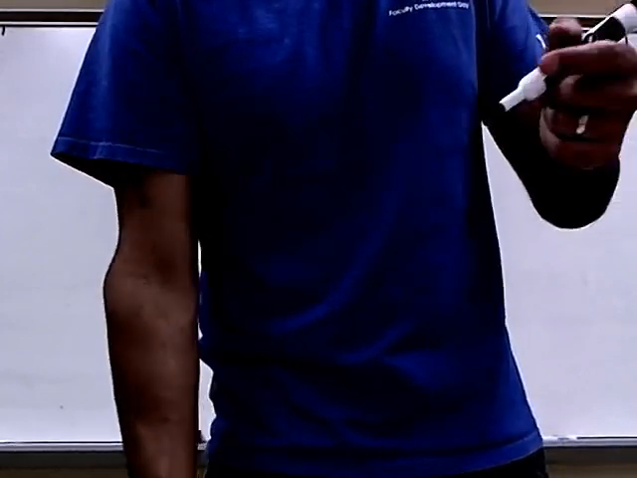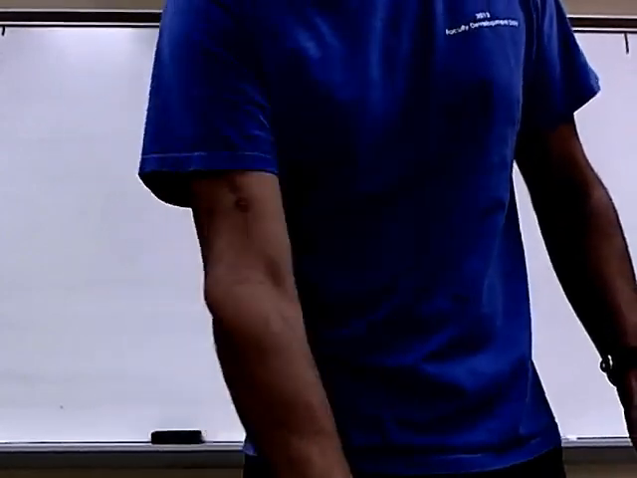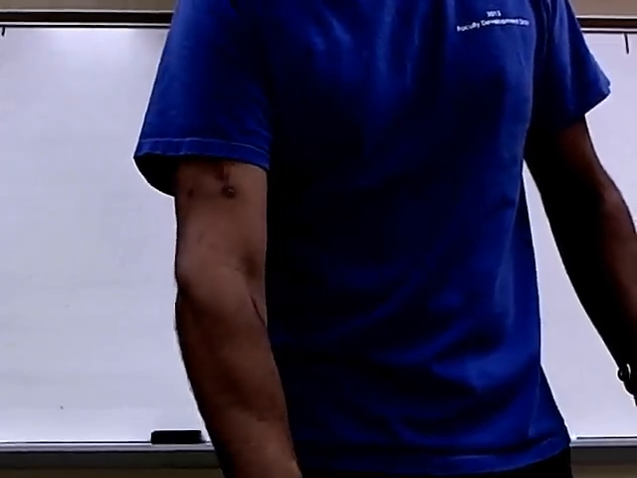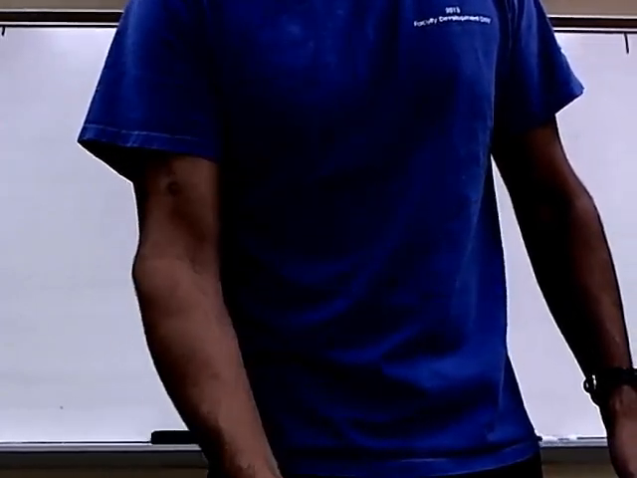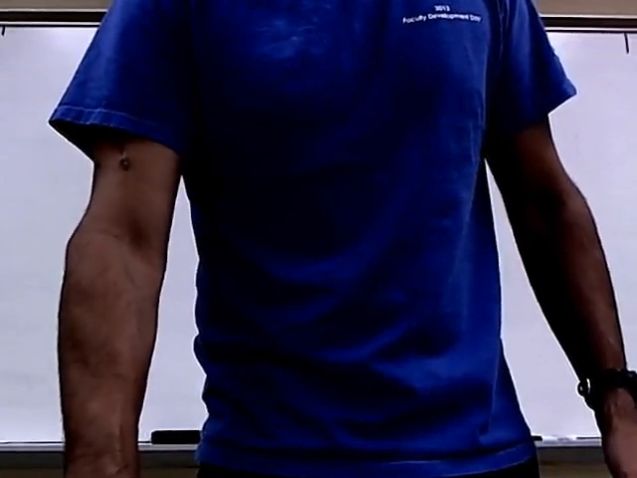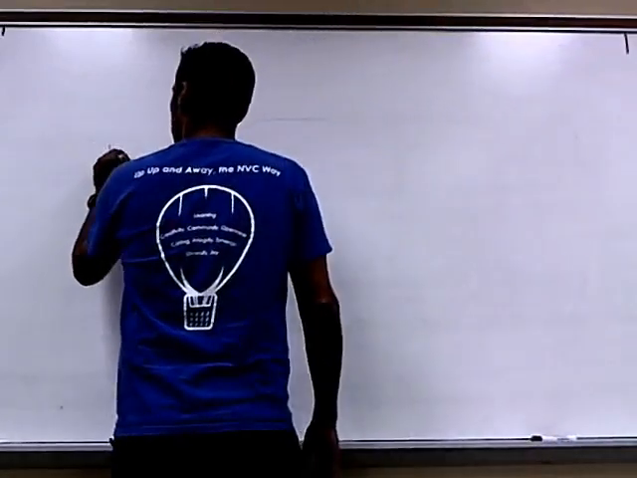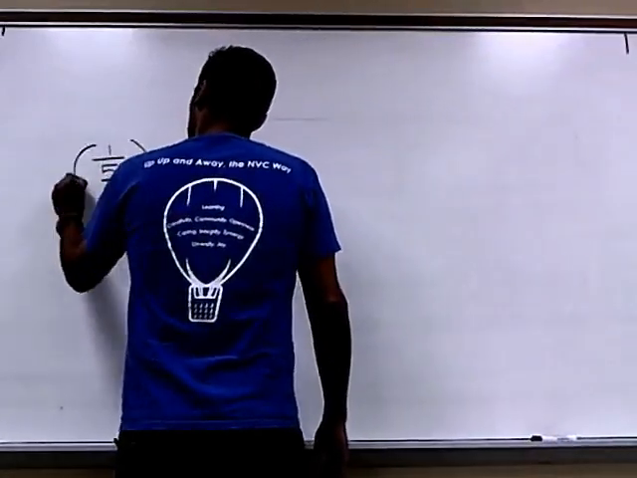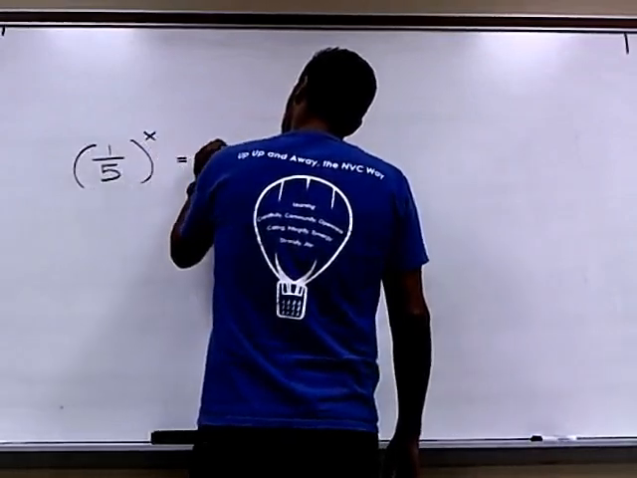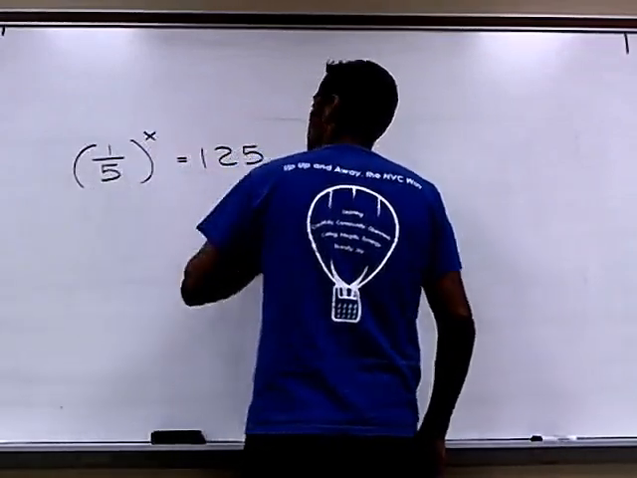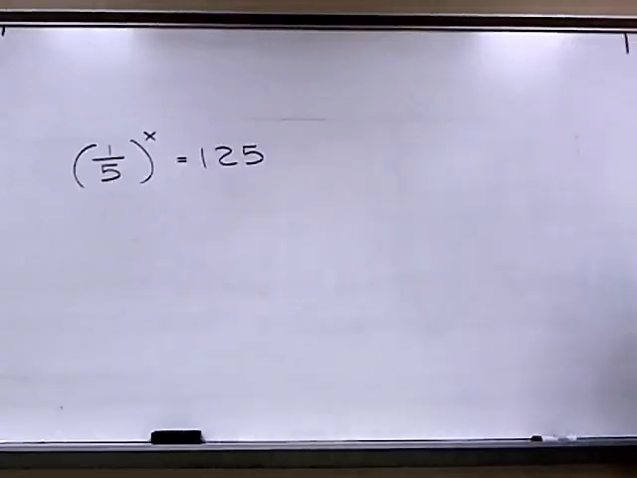Okay, let's pick up where we left off. Was there another question? Number 61 on page 432. What is the easiest way to do that? Okay, (1/5)^x equals 125. That one?